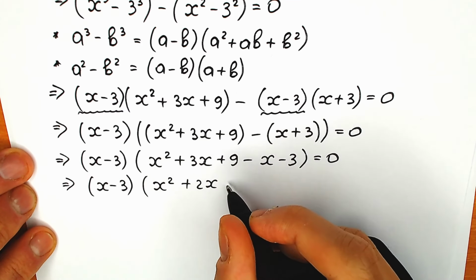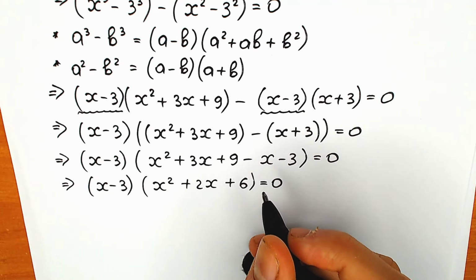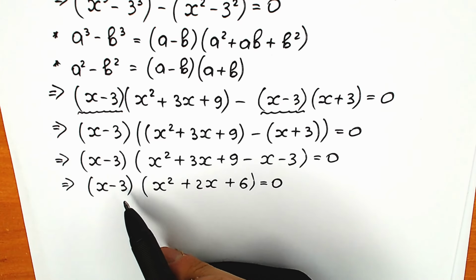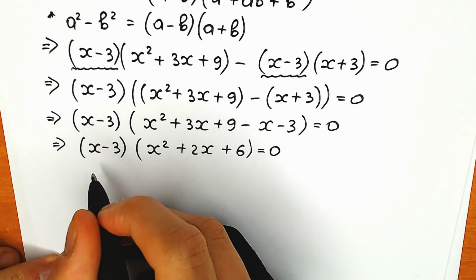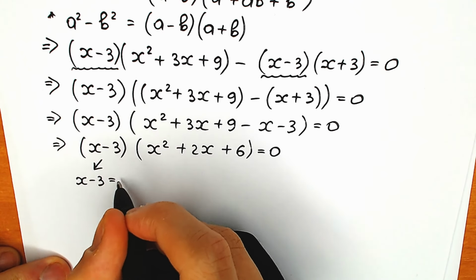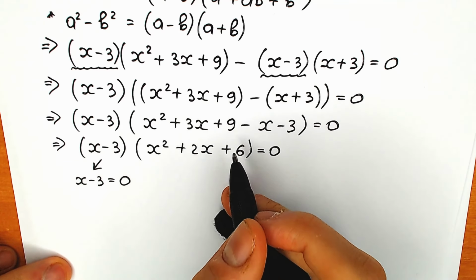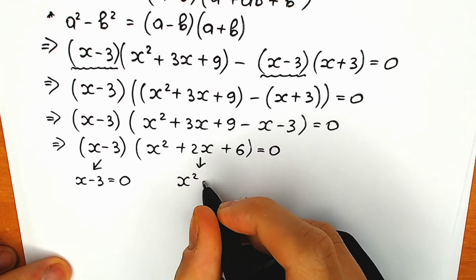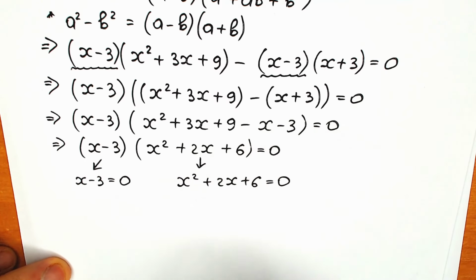9 minus 3, we have 6, so plus 6 equal to 0. So right now we can easily say, okay, we factor our equation. We have a product of two parentheses equal to 0 when the first parenthesis equal to 0, so x minus 3 is equal to 0, and the second parenthesis, x squared plus 2x plus 6 equal to 0. So another branch, we have x squared plus 2x plus 6 is equal to 0.